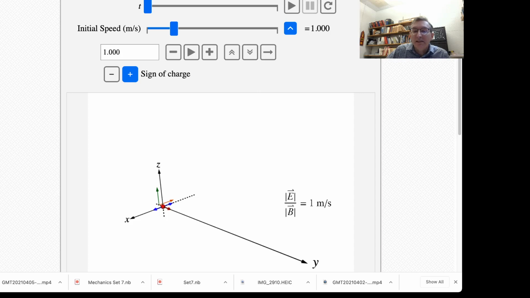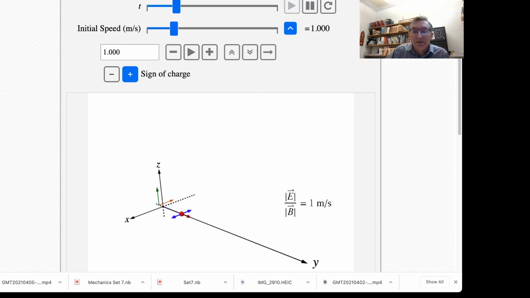See over here to the side, it says E magnitude over B magnitude equals 1 meter per second. And look up at the initial speed. Notice what I've got it set at, 1 meter per second. So when I run the animation, what should the particle's motion be like? Think about that a minute. Did you say it'll just travel in a straight line at constant velocity? Let's see.